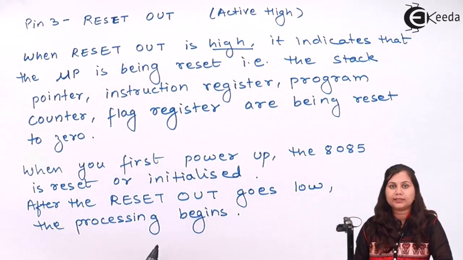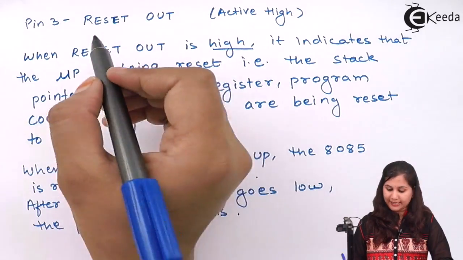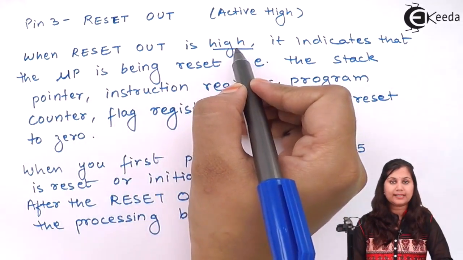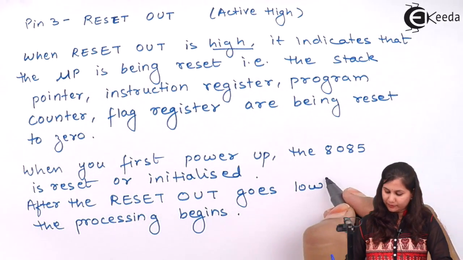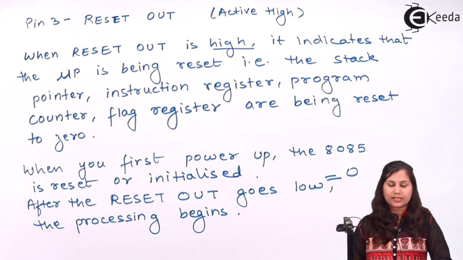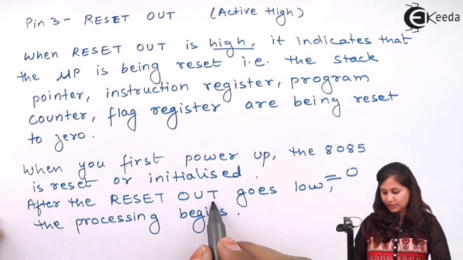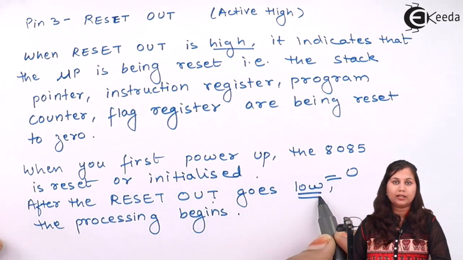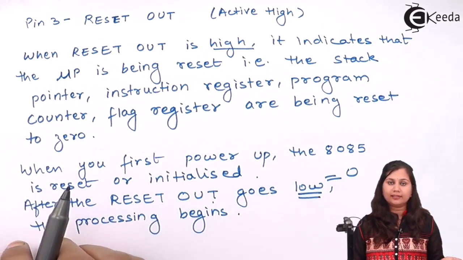So when you first start up the microprocessor, the 8085 is reset or initialized, and this reset out signal is high. And when this reset out signal comes to low, that is, its value becomes 0, then the processing of the CPU starts. So if you want to start the processing of the CPU, this reset out signal should be low, and when it is high, the microprocessor is in the reset condition.